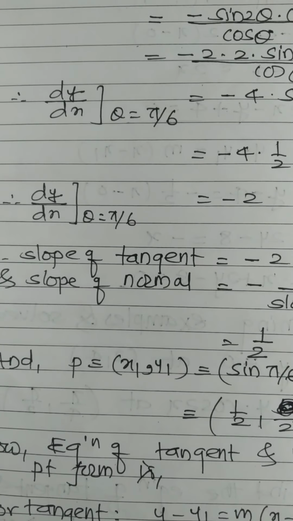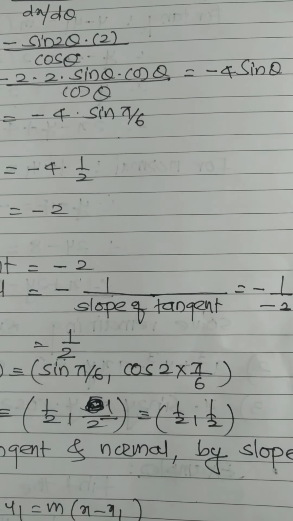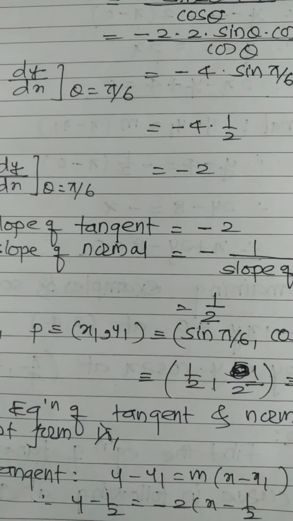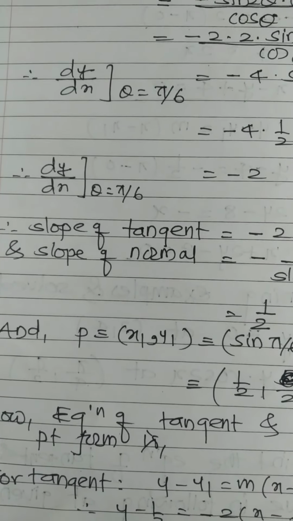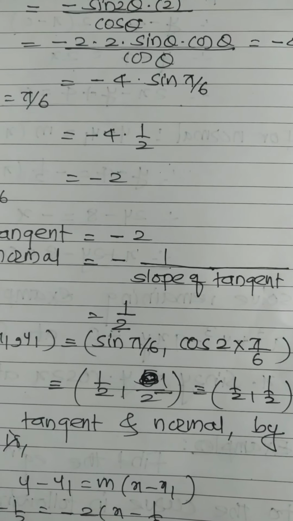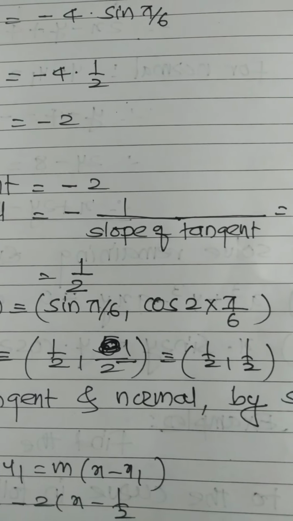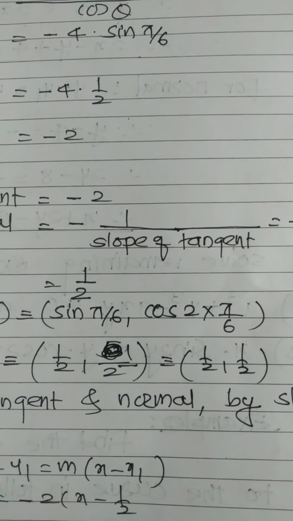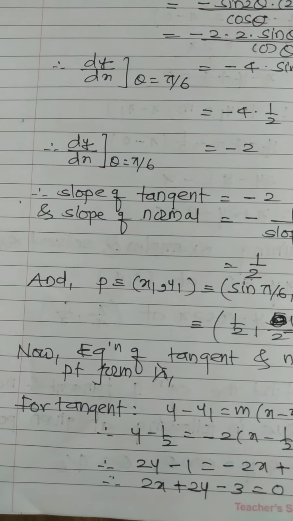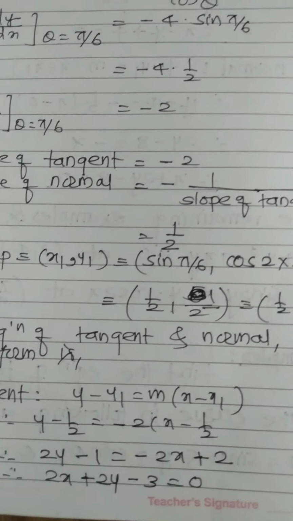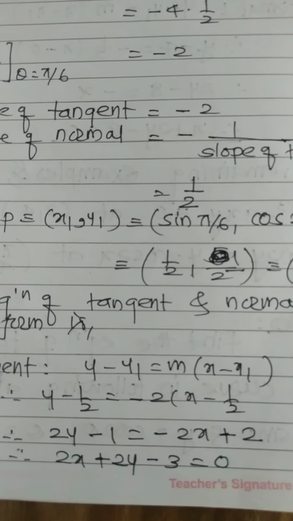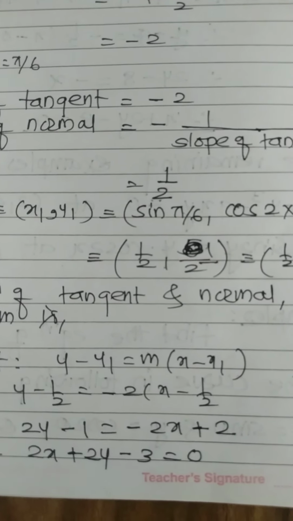Now again we can calculate the slope of the normal, minus 1 upon the slope of the tangent, equals minus 1 upon minus 2. So the slope becomes 1 by 2. Now we calculate the point, which is not given; only theta is given. So (x1, y1) is sin pi by 6 and cos 2 into pi by 6, that means the point is (1 by 2, 1 by 2). Now the equation of tangent and normal once again by slope point form. For the tangent, y minus y1 equals m into bracket x minus x1, so y minus 1 by 2 equals minus 2 into bracket x minus 1 by 2.